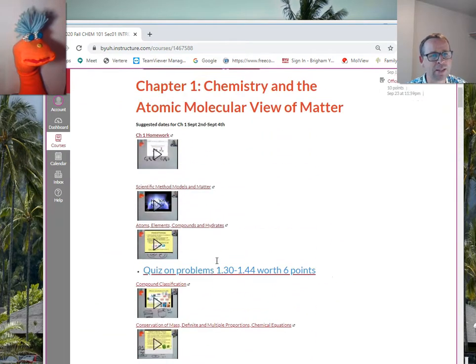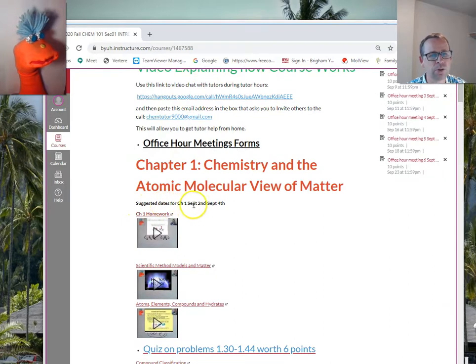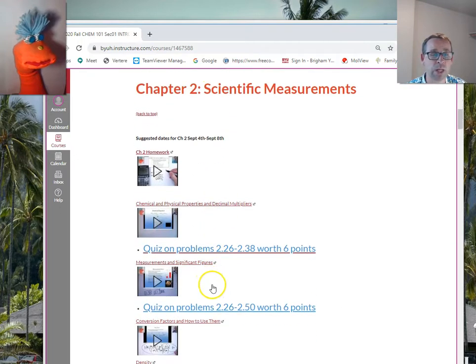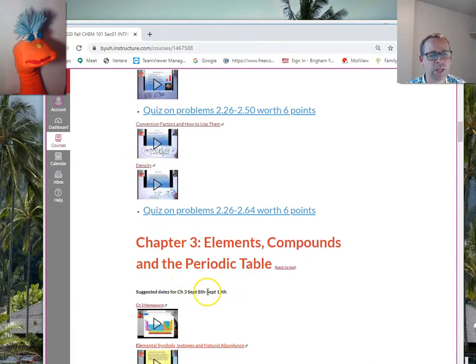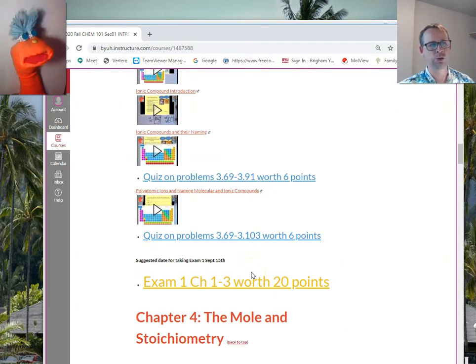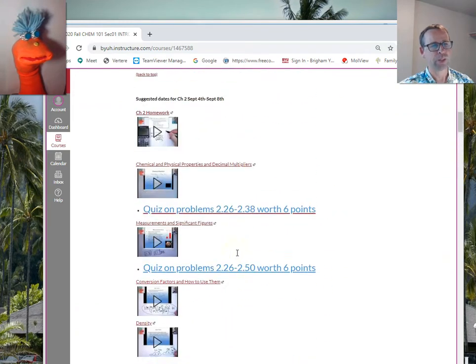So looking back at these suggested dates, the 2nd to the 4th, you should be done with chapter 1. And then the 4th to the 8th, you should be working on chapter 2. And then at the 8th, you should be done with chapter 2. And then from the 8th to the 15th, working on chapter 3, and then done with chapter 3 on the 15th and take exam 1 on the 15th. Now, are those dates that you have to follow? No, they're just suggestions, right? That's right. They're just suggestions. Very good. Okay.